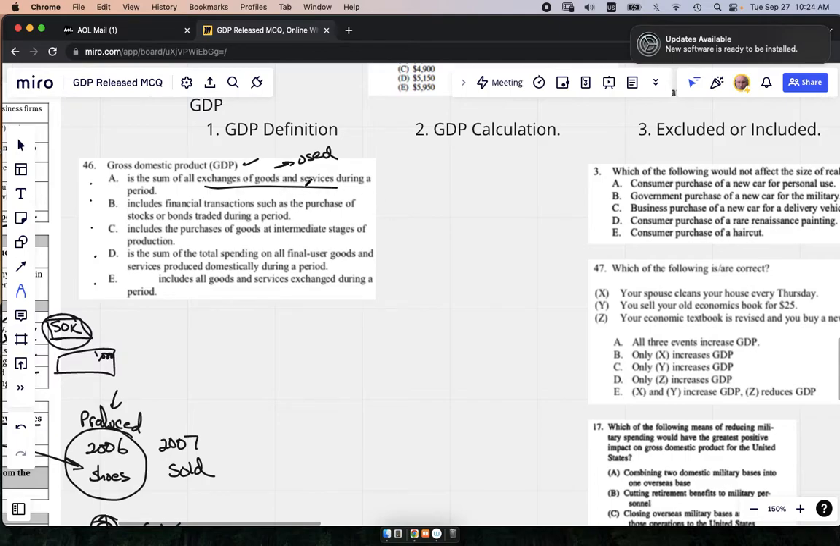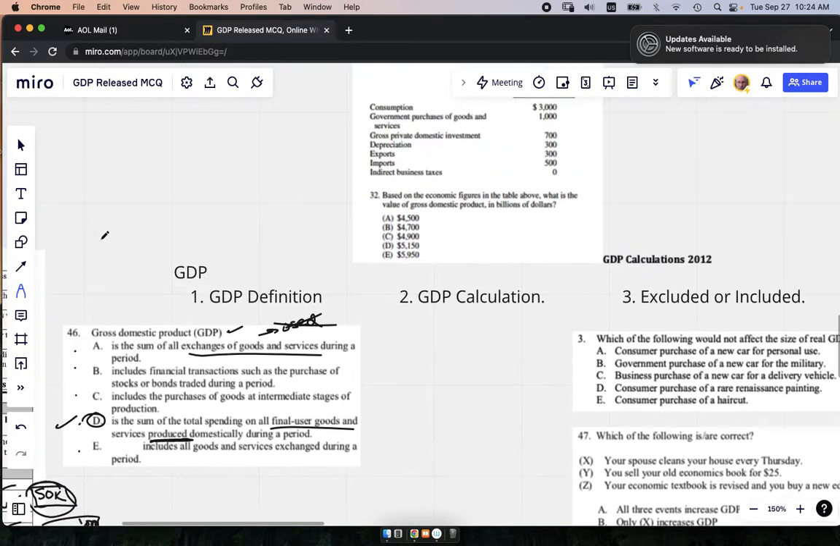It would also be stocks and bonds. Those are exchanges of goods and services, but those are not counted. Used goods are not counted either. What we're looking for is the sum of all total spending on final goods and services produced domestically during a period. I hope that makes sense. Easy enough. They do test GDP quite a bit. Make sure you have a good definition in your head.